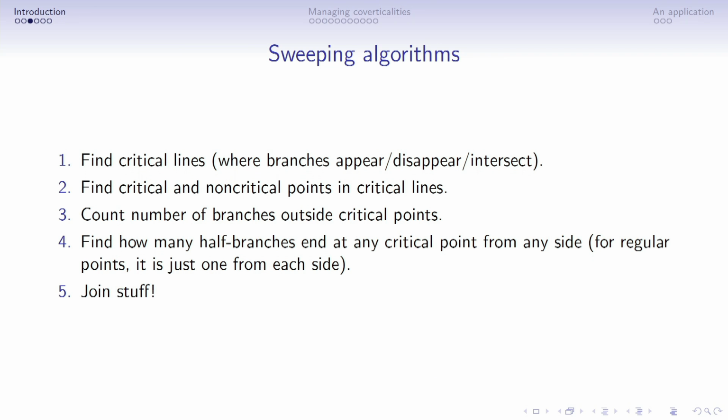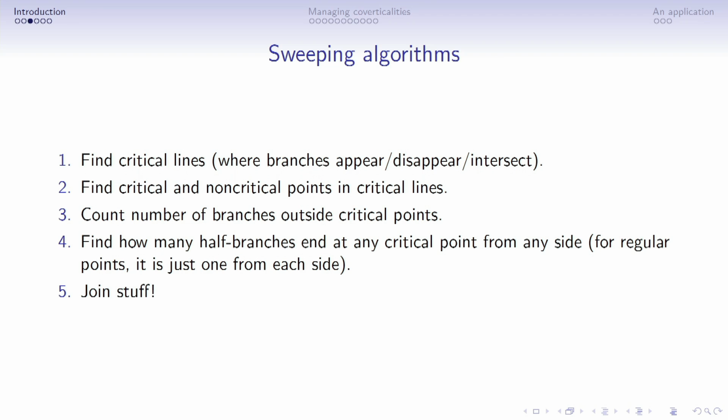So when we find the critical lines, and inside of them the critical points and the non-critical points of those lines, we have to count the number of branches to the left and to the right of this vertical line. Then we find how many branches go to each critical point from each of the sides, and to the other points. For the other points it's easy, because if we have a regular point, just one branch comes from the left, and one branch departs to the right. And when we find this, we just have to join stuff.